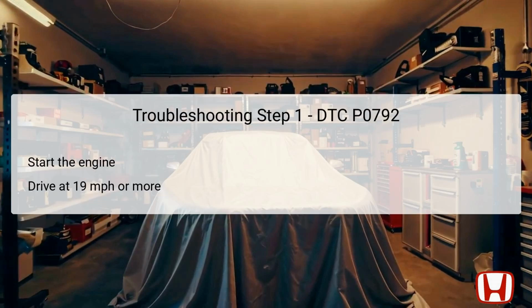The first troubleshooting step for diagnosing DTC P0792 involves starting the engine and driving the vehicle at a speed of 19 miles per hour or more for at least 30 seconds. This step is crucial because it creates the necessary conditions for the system to operate under real-world circumstances, simulating the workings of the CVT and its associated sensors. During this process, the onboard diagnostics will monitor the signals generated by the CVT drive pulley speed sensor and assess if the system functions as intended.